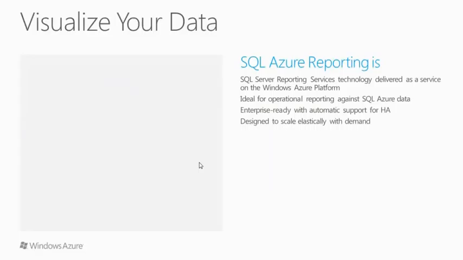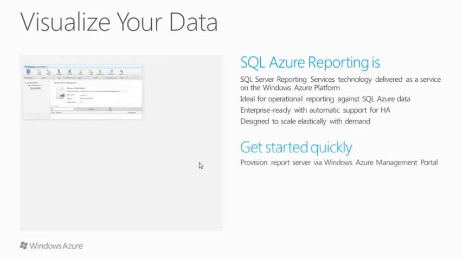So we talked about SQL Azure Reporting, one of the new features. Let's dive into that really quick. SQL Azure Reporting really is SQL Server Reporting Services, but served as a service within the Windows Azure platform. It's ideal for operational reporting against SQL Azure data. It is enterprise ready with automatic support for high availability, so you can scale your Azure reporting servers easily and quickly within the SQL Azure platform. It is designed just like the benefits of SQL Azure, right? Designed to scale on demand. If you need more servers, scale those out. It works great.